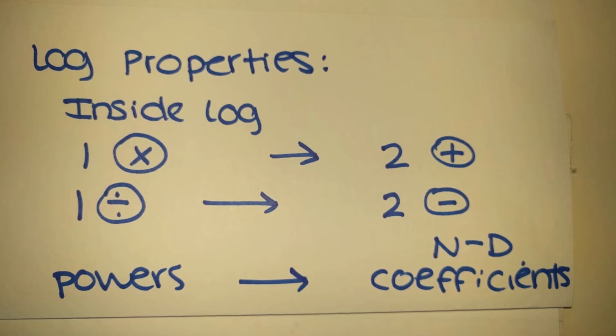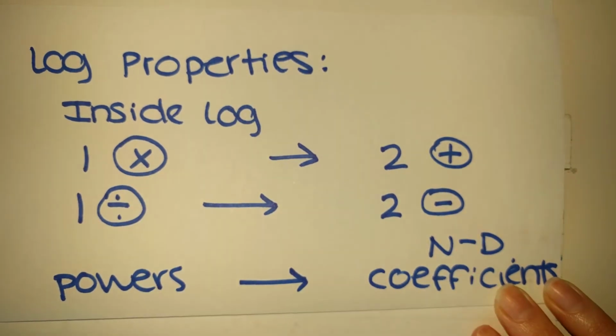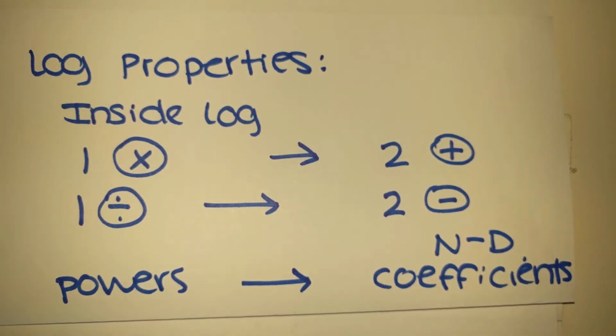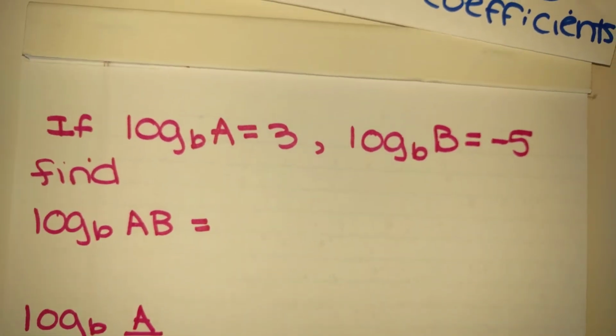So we have these beautiful log properties that say that if inside the logarithm you have one multiplication, that will become two logarithms added together. And if inside the logarithm you have division, that becomes two logarithms subtracted, the numerator minus the denominator. And then our third log property says that the powers will become coefficients. So if you look at these questions here, they've given us two logarithms.